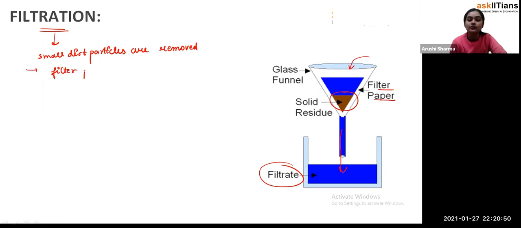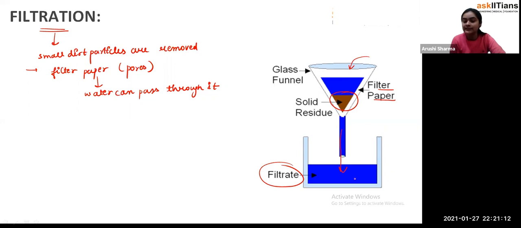Okay, and the filter paper has pores in it, and the pore size is such that only water can pass through it. The dust particles, you can see, will remain over the filter paper, and when you have passed all of it, you can collect this filtrate, and this filtered water is called the filtrate. You can collect it in any beaker or any container, and then you can use it.